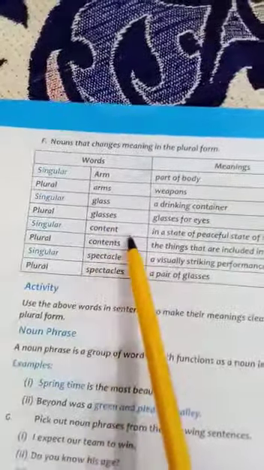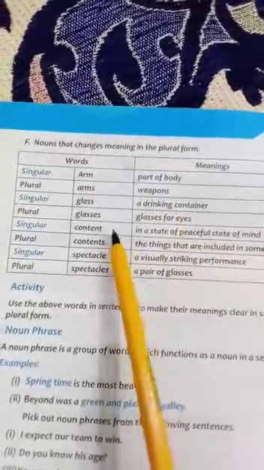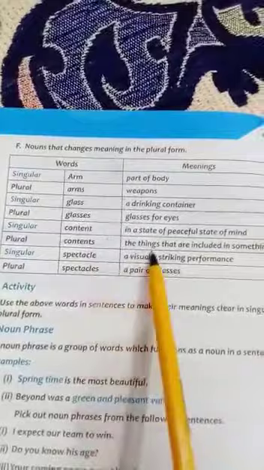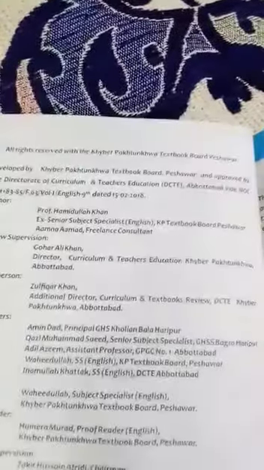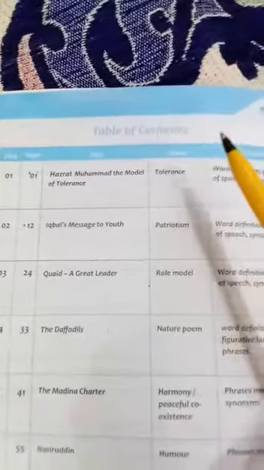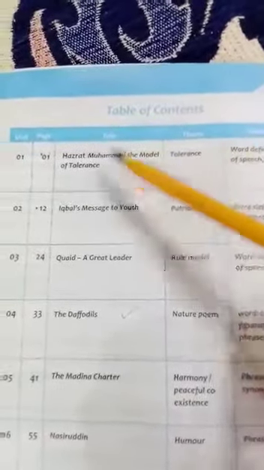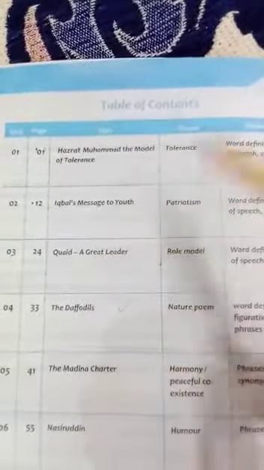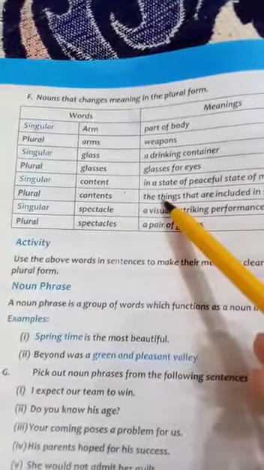Okay. Third is content. It is a state, a peaceful state of mind. But when we put S with that, it doesn't mean the plural of this word. Rather, it has another meaning, and that is the things that are included in something. You people always have a list of brief description of every unit and lesson in the beginning of the book. See, table of contents, unit number, page number, and unit name. This list is called contents. Okay. So content means something else and contents means something else.